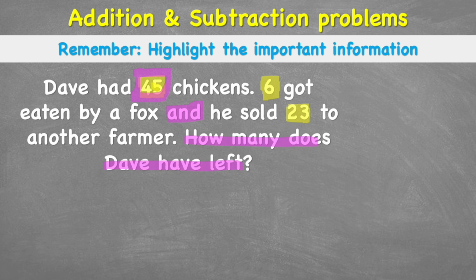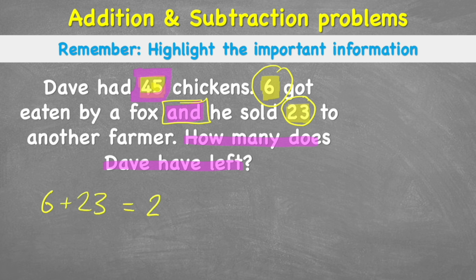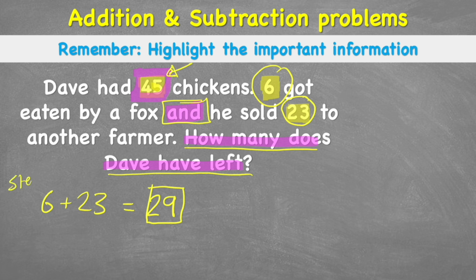So we actually have two parts to this question. In our first part, we're going to work out how many chickens are no longer with him, and that's going to be our 6 and our 23, and we're going to add those together because of this "and". So we have the first question of 6 plus 23, and I'm going to do that in my head and get to 29. So Dave has lost 29 chickens, but he started with 45, and it wants to know how many he has left. So this was step 1.